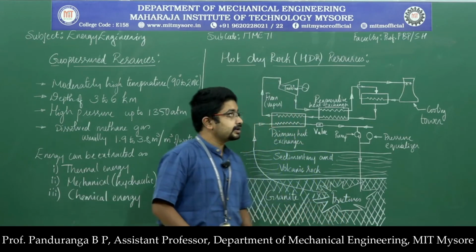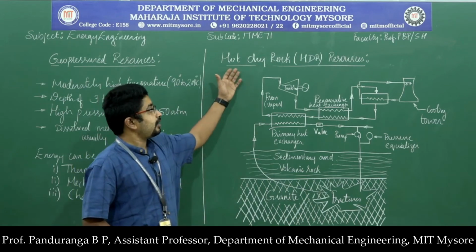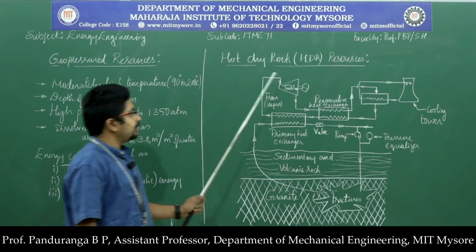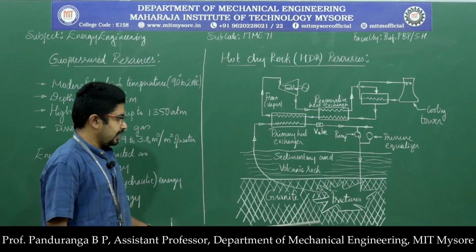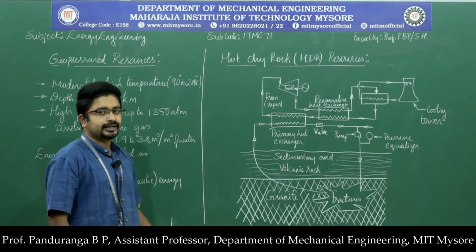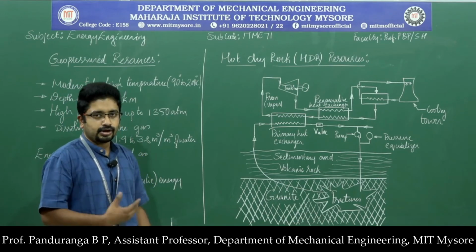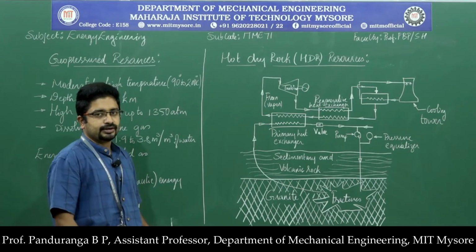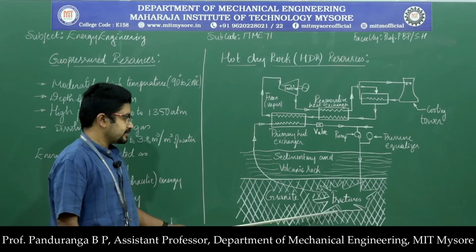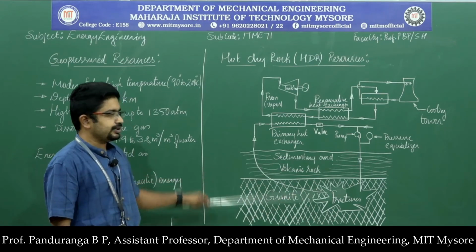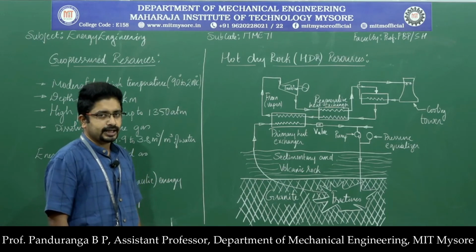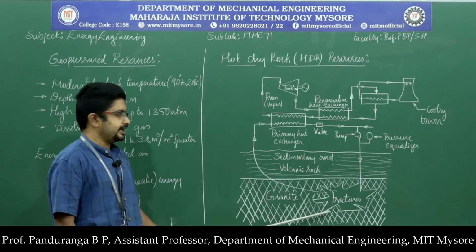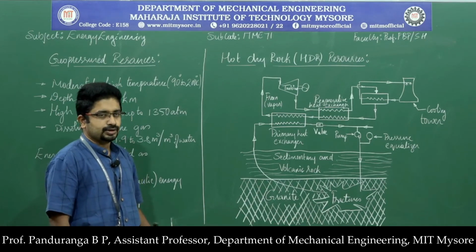Now let us look at the next category, that is hot dry rock or HDR resources. Here you can see that you have granite. Granite is an impermeable rock, so water cannot seep through it, but granite will be at a very high temperature because it will be very close to a geothermal source. Above that we have sedimentary and volcanic rocks. The temperature of this will be less because granite is a bad conductor of heat.